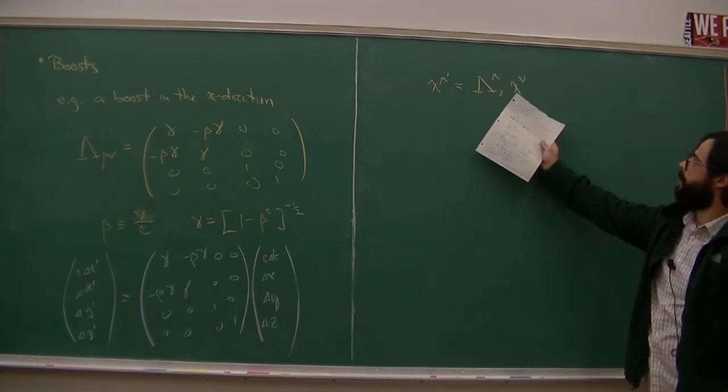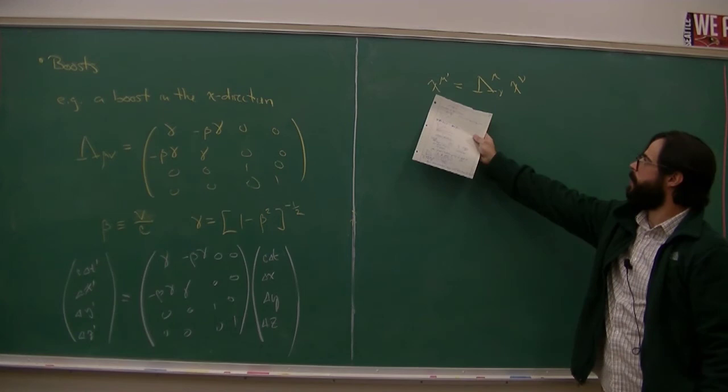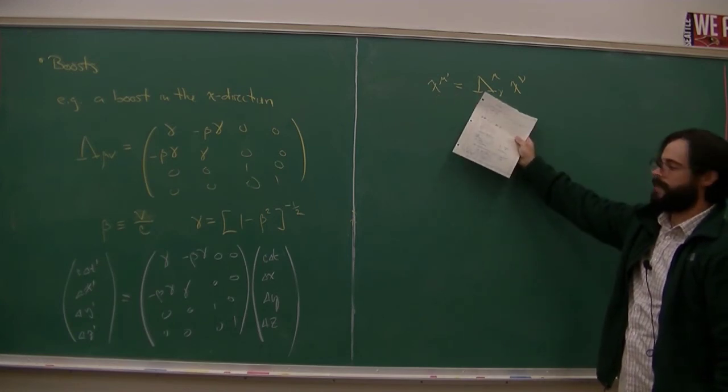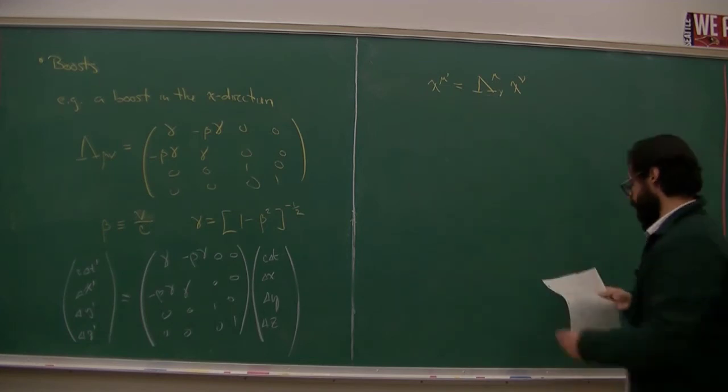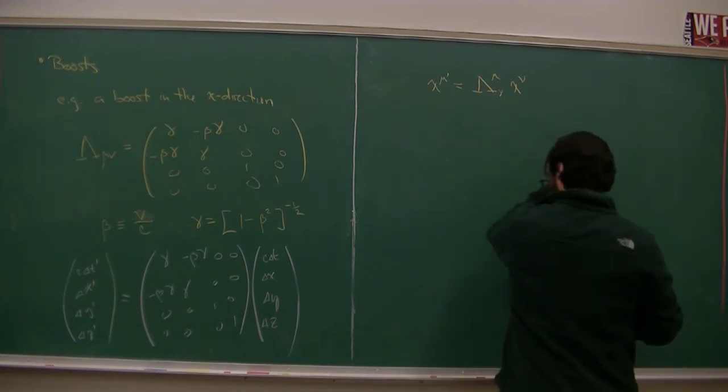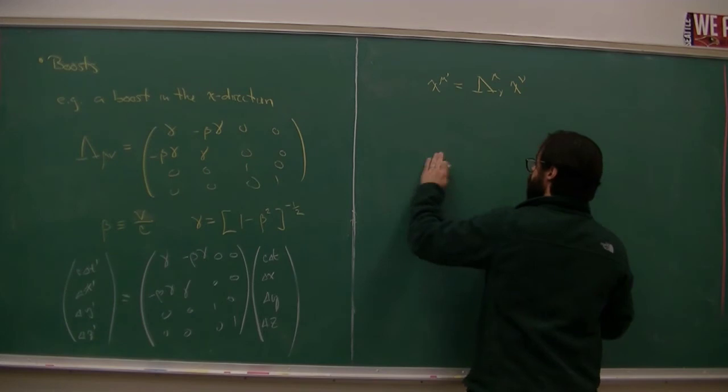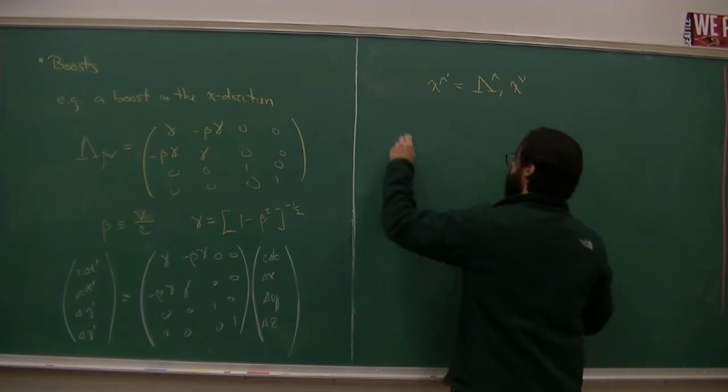So this is your interval for two events. This is my interval. This is the Lorentz transformation that relates your frame to my frame. It could include rotations, but it also includes boosts. So this also lets us express the kinematics of special relativity.